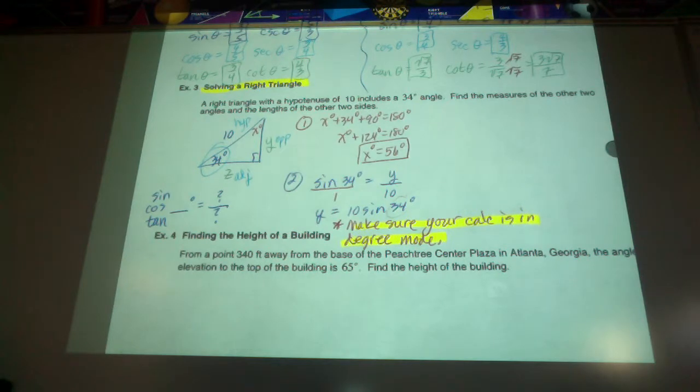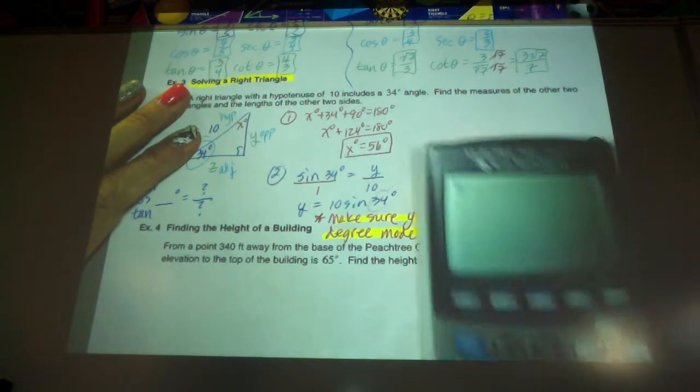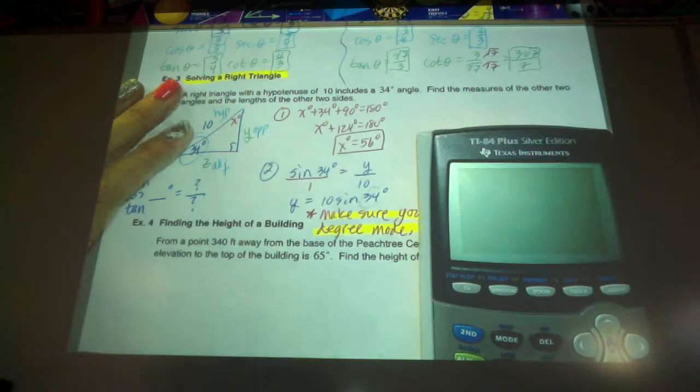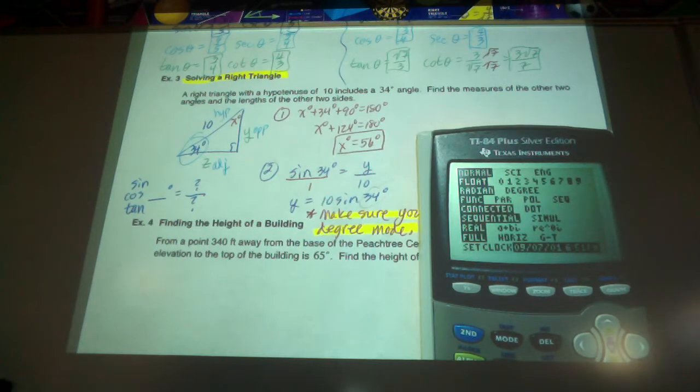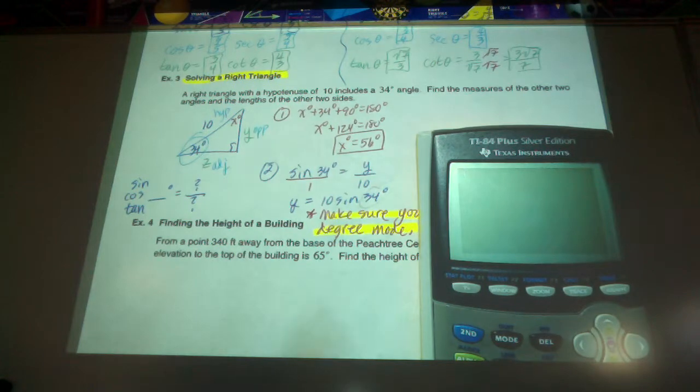So I want you to go to your calculator. Always check it. So I'm going to go to mode and I'm going to check. And right now I'm in radians, which is bad because I'm putting degrees into that calculator. So scroll, hit enter to highlight the degrees, and then you can hit second quit. Then you're going to type in exactly as you see, 10 sine of 34. You do not have to put the degrees in there when it's just plain degrees, and hit enter.